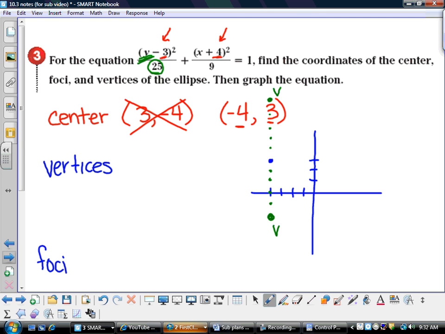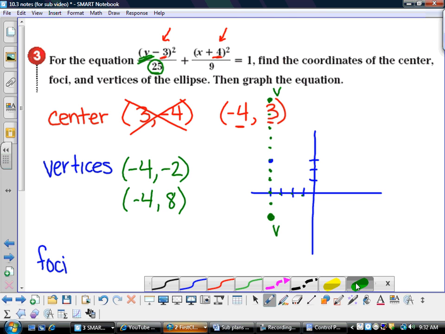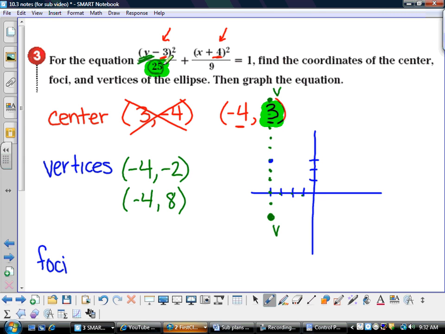So what are the coordinates of those points? Well, this bottom one is at negative 4 comma negative 2. And the top one is at negative 4 comma 8. People who notice patterns might have noticed that we just took the y coordinate there and added 5 and subtracted 5 to it to get those two values.